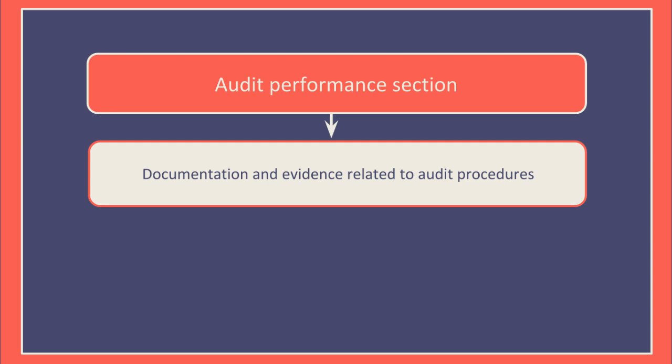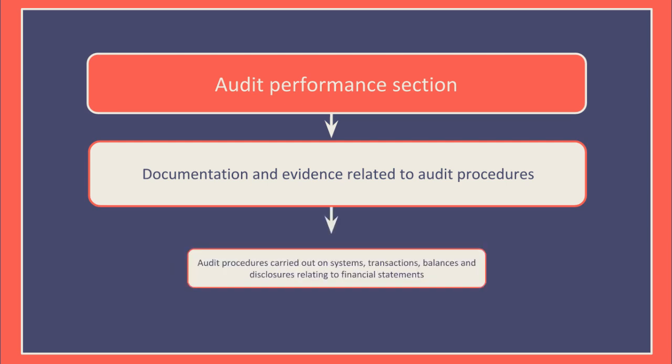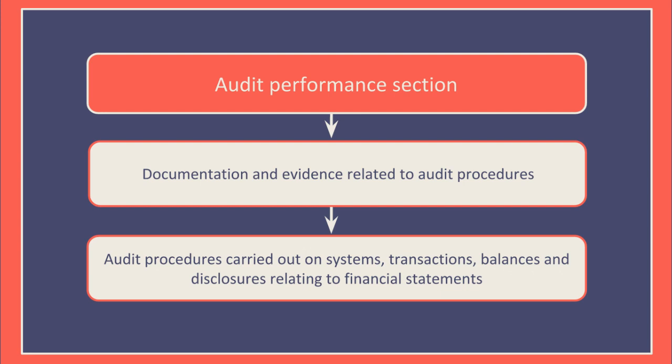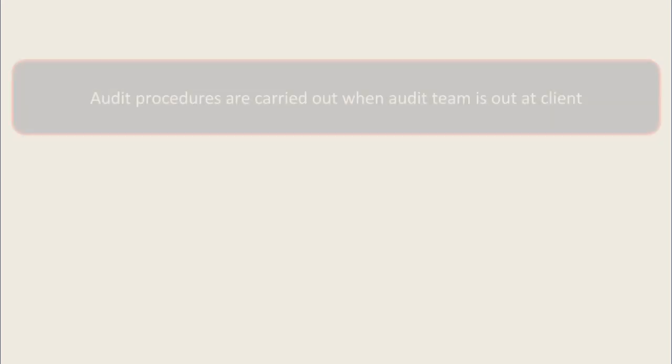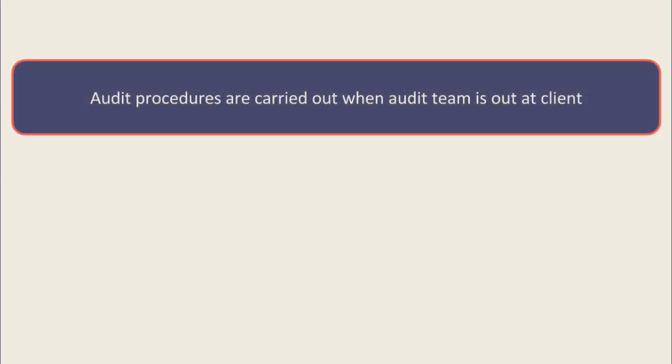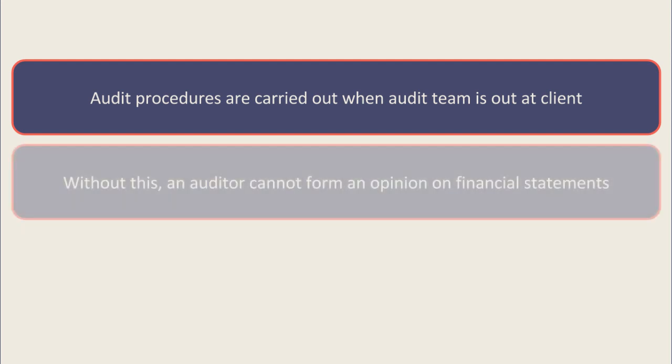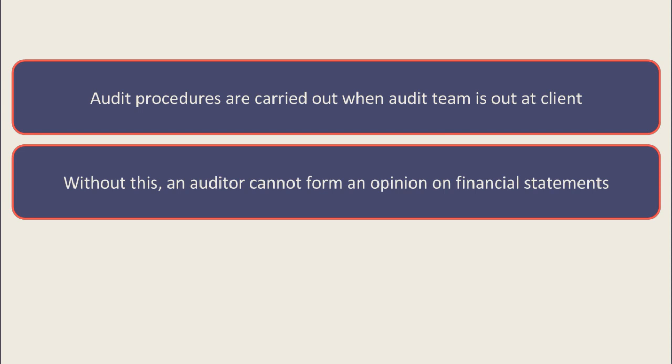procedures carried out. These are the audit procedures carried out on the systems, transactions, balances and disclosures relating to the financial statements. The audit procedures are carried out when the audit team is out at the client. The team must ensure that they can prove this work was carried out properly. Without this work and the evidence collected from it, the auditor cannot form an opinion on the financial statements.